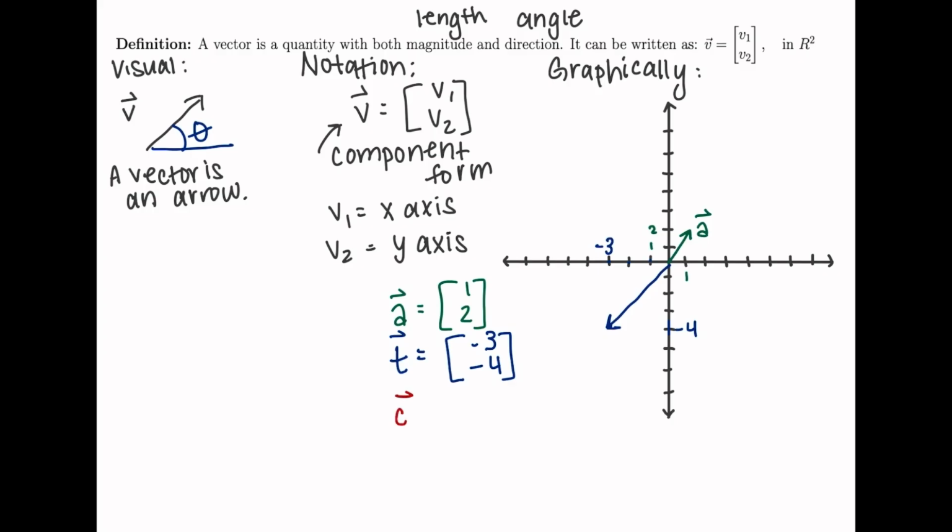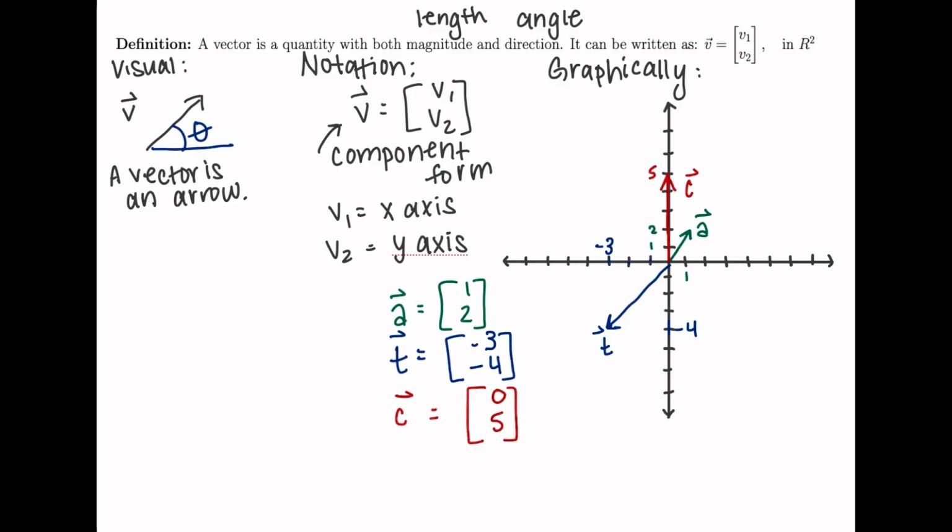Now finally let's do our vector C. This is going to have the components ⟨0, 5⟩. Since we're not moving anywhere in the x direction, we're just going to go +5 in the y direction and draw our arrow. Do you notice how I started all of these vectors from the origin? That's called our standard position.